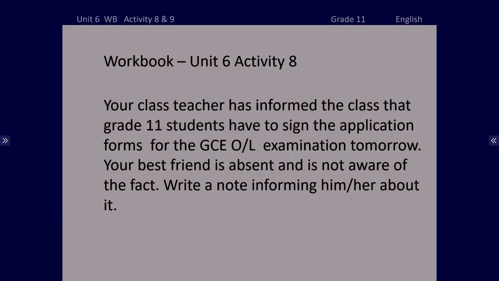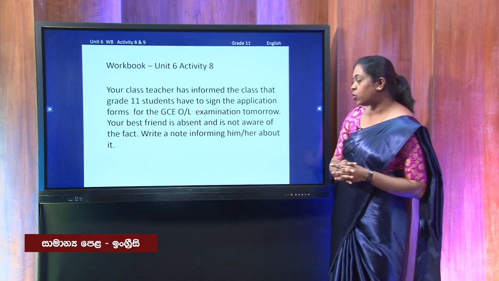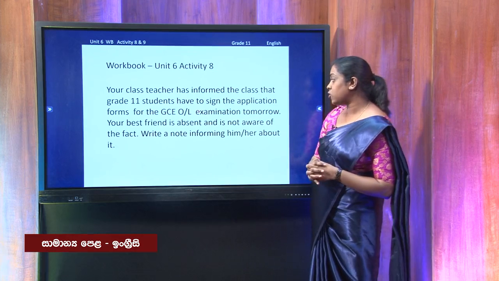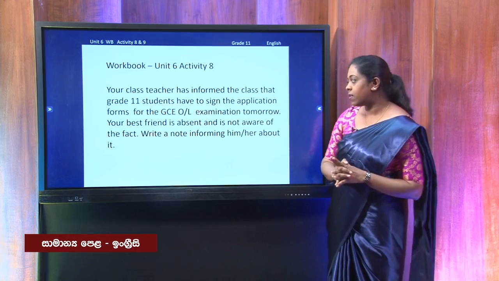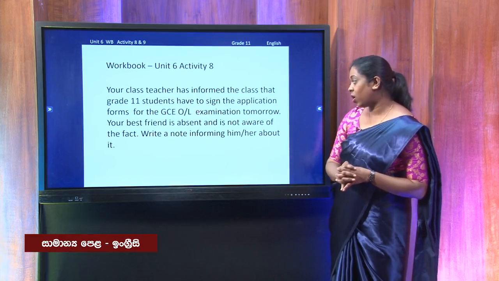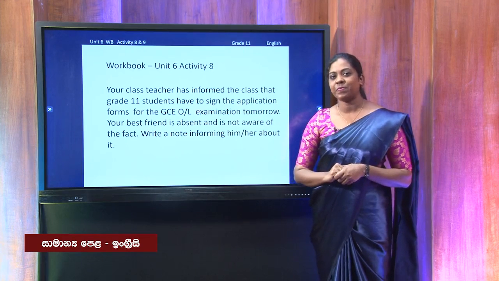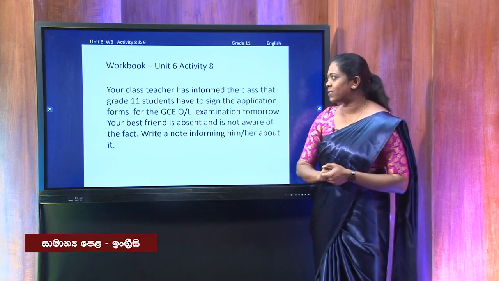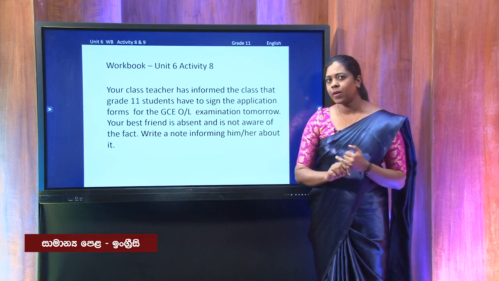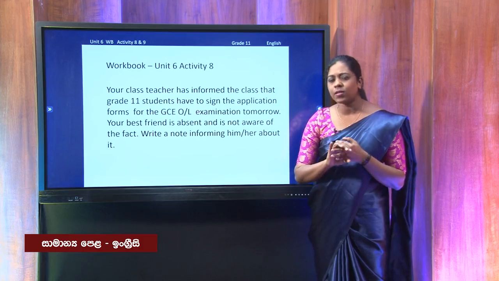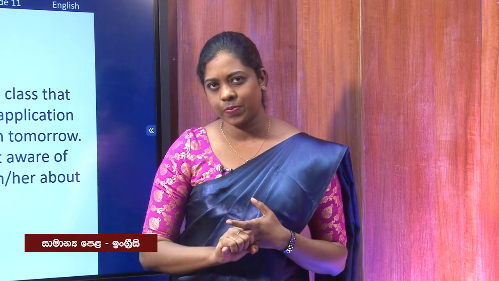Let's read it together. Your class teacher has informed the class that grade 11 students have to sign the application forms for the GCE O-level examination tomorrow. Your best friend is absent and is not aware of the fact. Write a note informing him or her about it. How are you going to do it? Yes, recall those questions. To whom are you writing? What are you writing? And what are you going to include in your note?